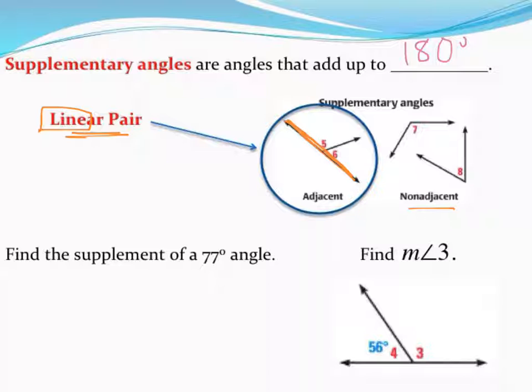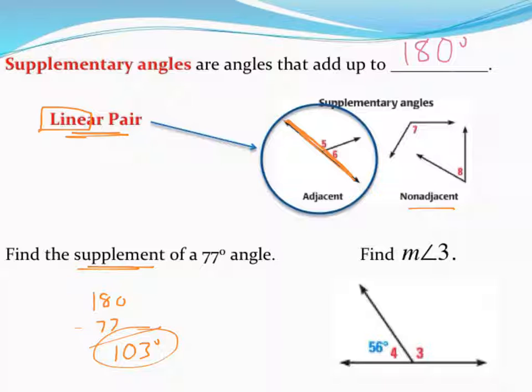So again, as long as we know our keywords, we'll see the question is find the supplement, or find an angle that's supplementary to a 77-degree angle. Because supplement means they have to add up to 180, we'll do 180 minus the angle that we have, and come up with a missing angle of 103 degrees.